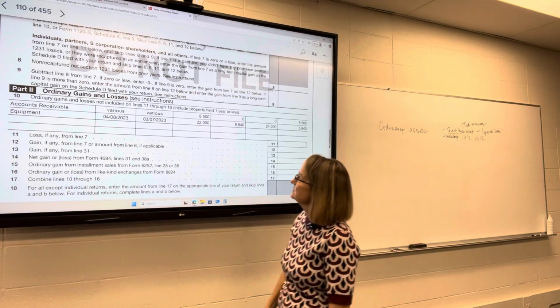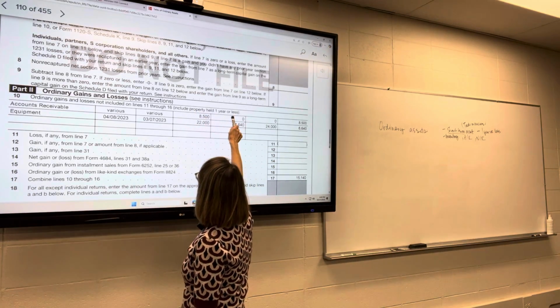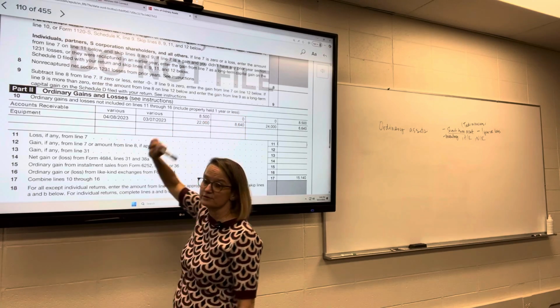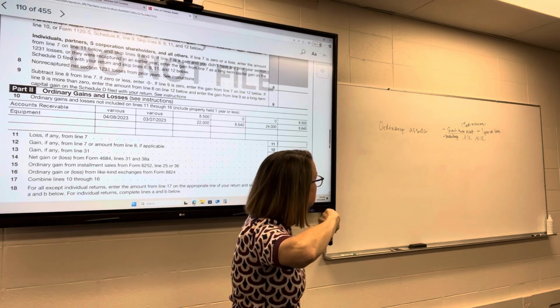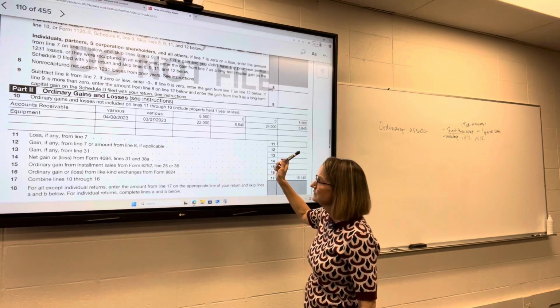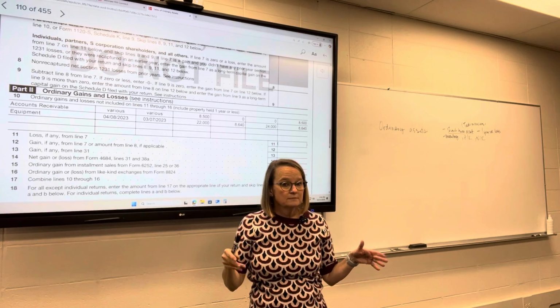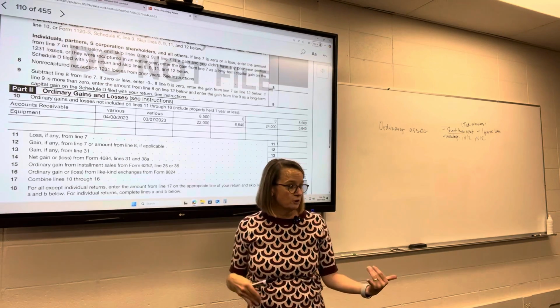Ordinary gains and losses. So this includes property held for 1 year or less. Not less than 1 year, but 1 year or less. So if it's exactly 1 year, it's short term. It has to be 1 year and 1 day to be long term.